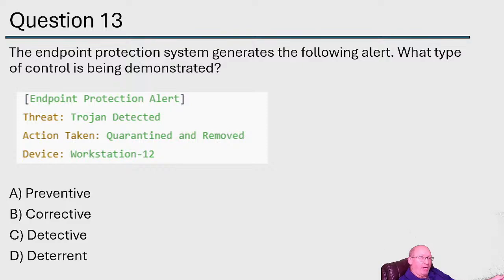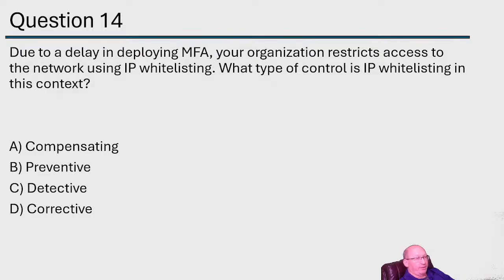And there we go. All right. If you said preventive control, I'm sorry, that would be incorrect. It is a corrective control. Why? Because the Trojan was detected, and as soon as it was detected, we quarantined it, and then we removed it. Had it been a preventive control, it never would have made it on the system in the first place. In this case, it's a corrective control. All right. Moving on, question number 14.